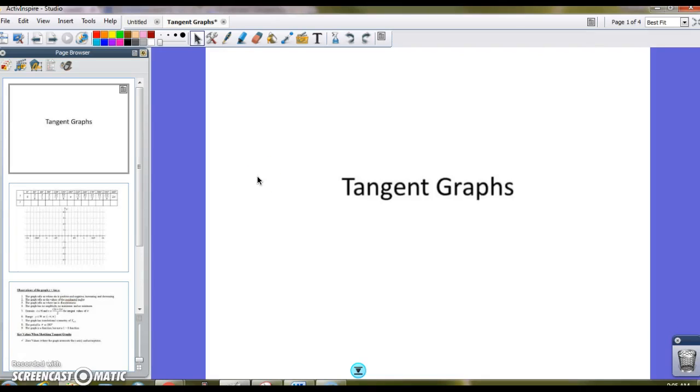Hi folks, today we are going to talk about tangent graphs. Very, very different than the sine and cosine graphs. So we'll go through all the different ins and outs of it. Like I said, it looks very different, has different properties and different ways of approaching different parts of it. So let's get to it.